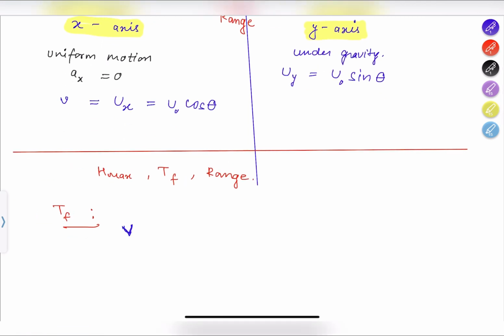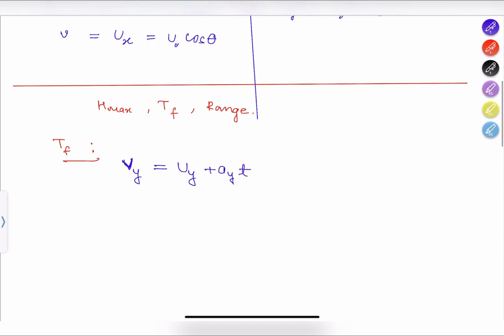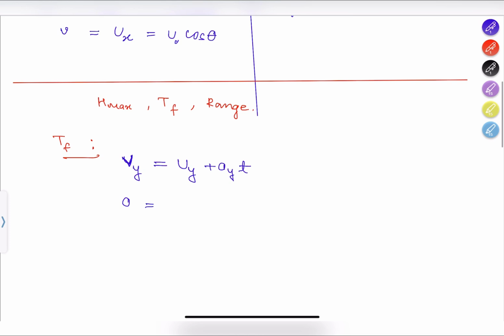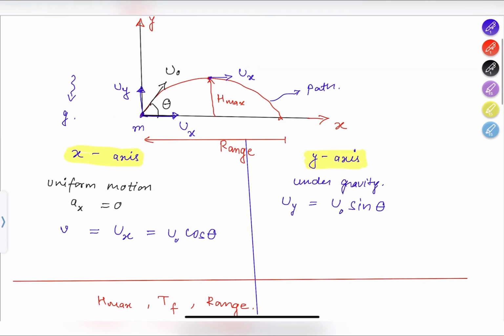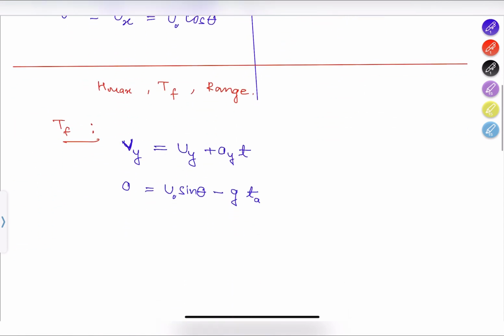Using the first equation of motion in the y direction, vy equals uy plus ay into t. So vy will become 0. uy is u0 sine theta, and since the acceleration is under gravity, it is g, downward. So t will be the time of ascent, meaning from the initial point to the top. So ta will become u0 sine theta by g.